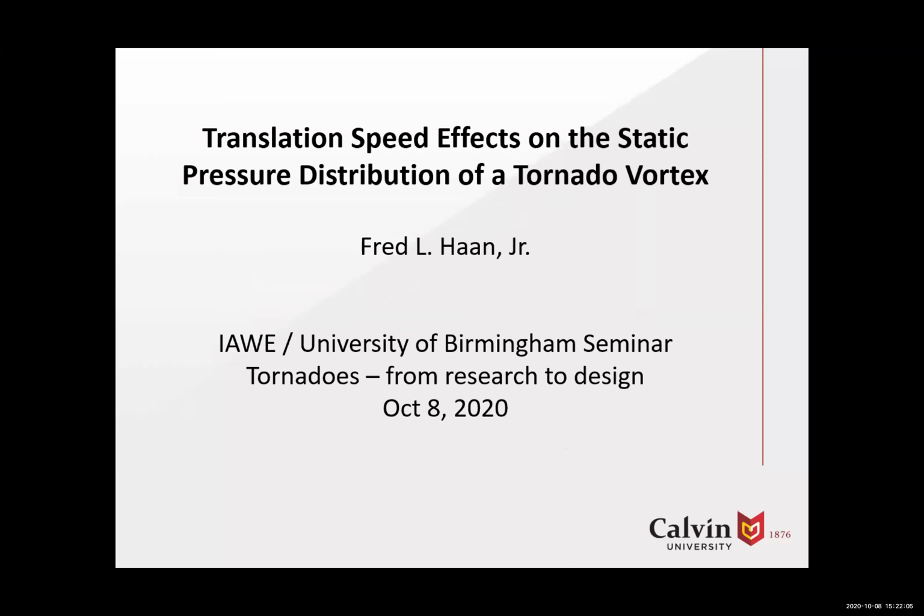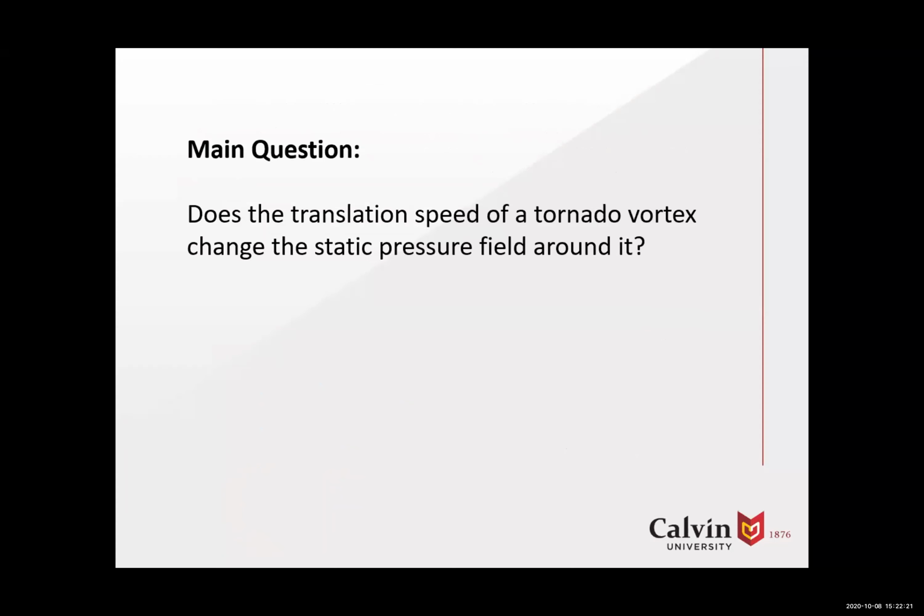Thank you very much, Mark. The specific thing that I'd like to talk about today is the translation speed effects on only one thing, just on the static pressure distribution of a tornado vortex. So basically the main question is this: does the translation speed of a tornado vortex change the static pressure field around it?